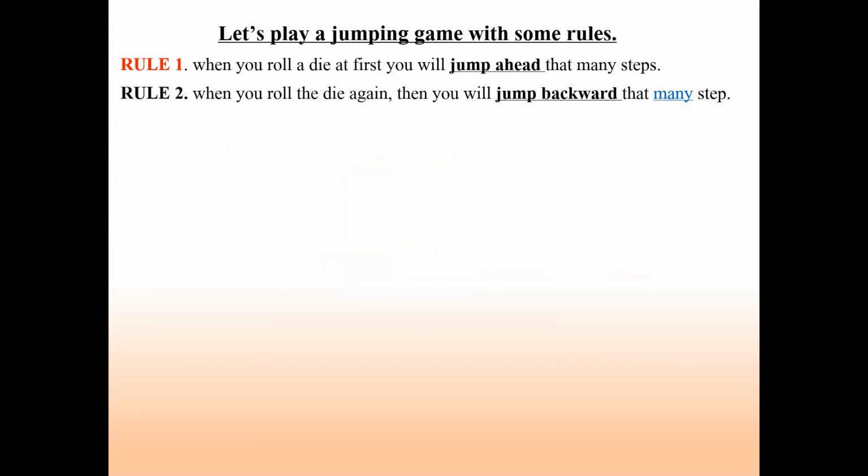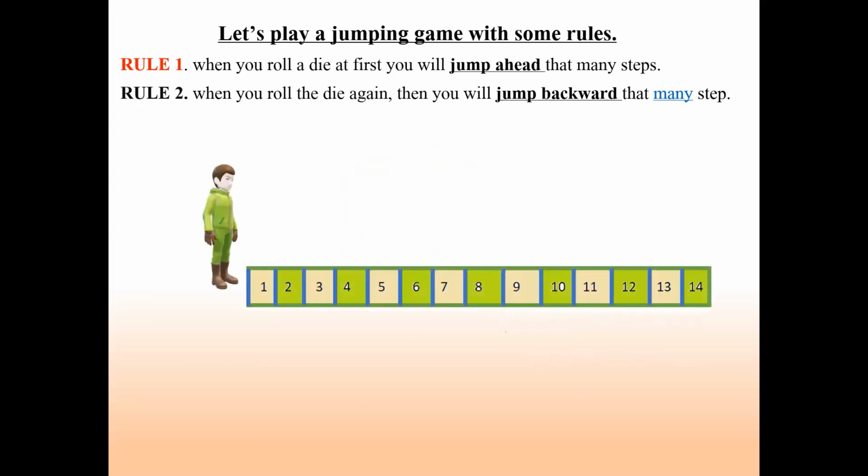So let's say a condition where you are at the start. Let the starting position be 0 and then you roll a die and here comes 4. So you're going to jump 4 steps ahead. So it is 1, 2, 3 and 4. You are at the position 4, let's say on the number line.